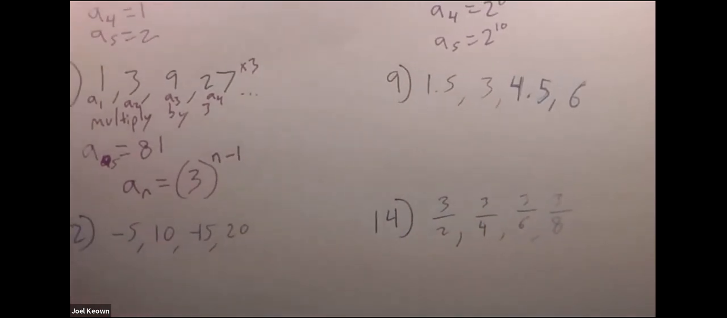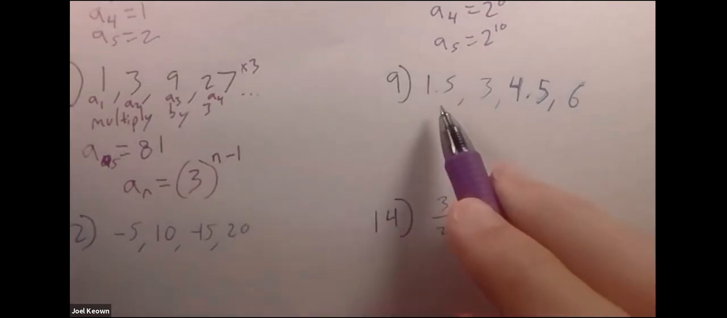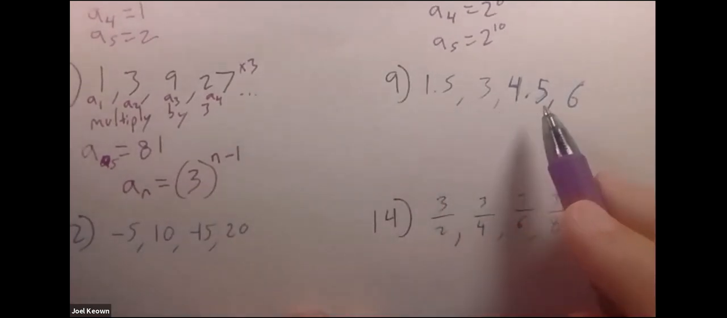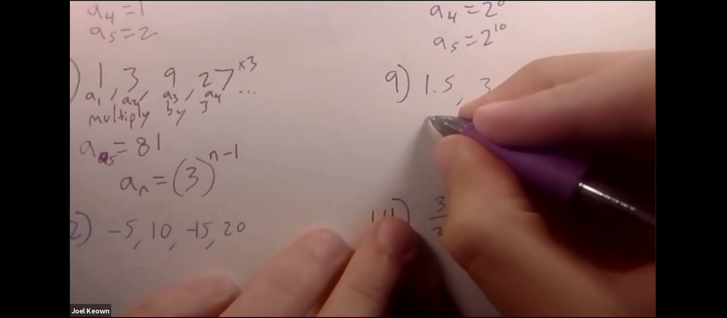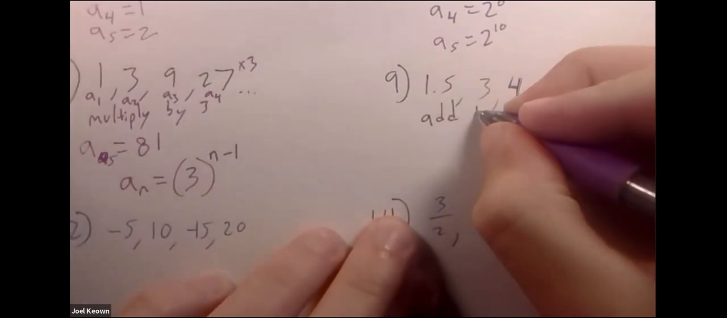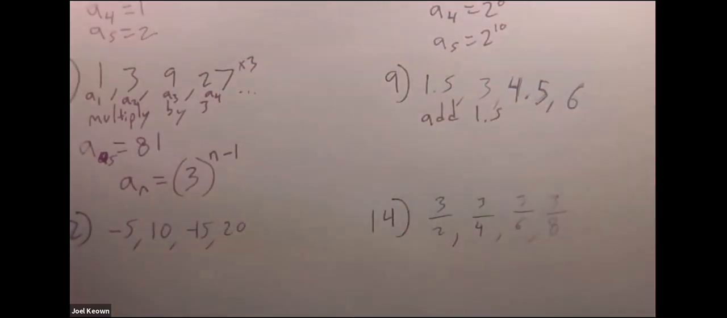All right, move on to number 9. I have 1.5, 3, 4.5, 6. Well, what is my pattern? Well, I can look at this one. This is maybe a little simpler pattern. I just add 1.5. Keep adding 1.5 over and over and over again.